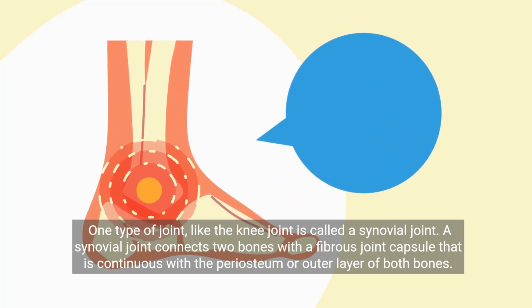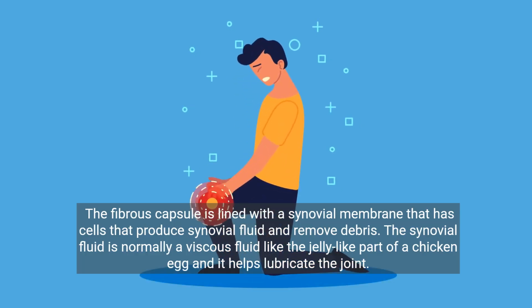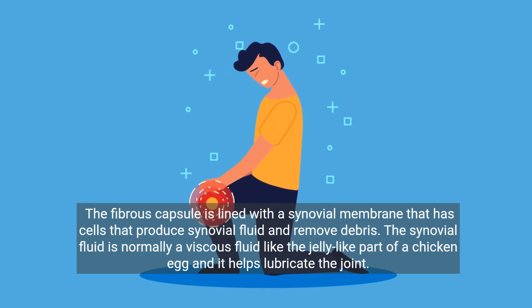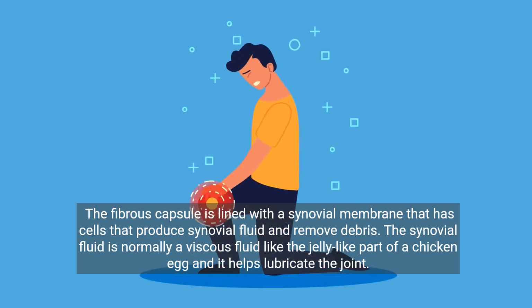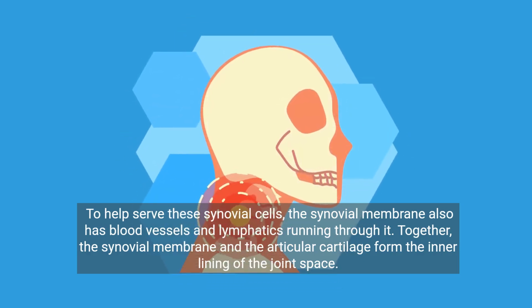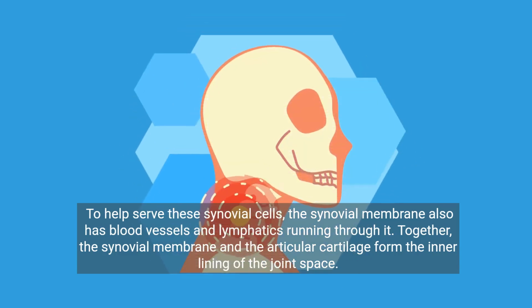A synovial joint connects two bones with a fibrous joint capsule that is continuous with the periosteum, or outer layer, of both bones. The fibrous capsule is lined with a synovial membrane that has cells that produce synovial fluid and remove debris. The synovial fluid is normally a viscous fluid like the jelly-like part of a chicken egg, and it helps lubricate the joint. To help serve these synovial cells, the synovial membrane also has blood vessels and lymphatics running through it. Together, the synovial membrane and the articular cartilage form the inner lining of the joint space.